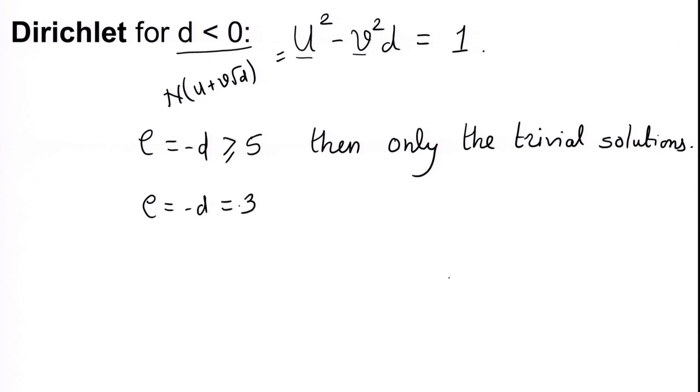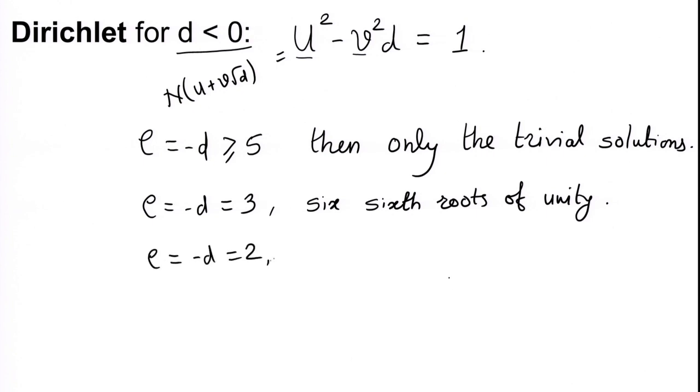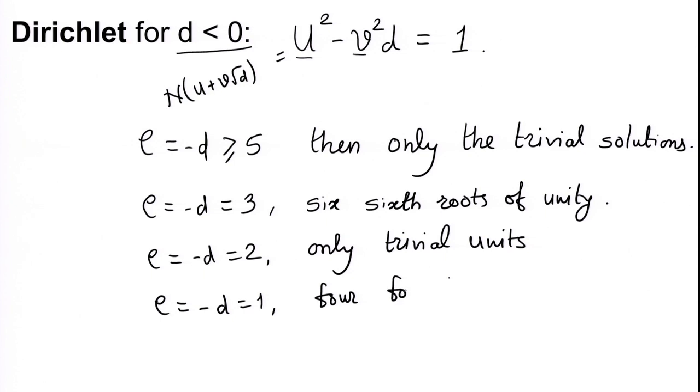If you take E equal to 3, which is negative of d, then there are the sixth roots of unity, which will come, and these are the units. If you have E equal to 2, only trivial units. And finally, if you take E equal to 1, then the fourth roots of unity.